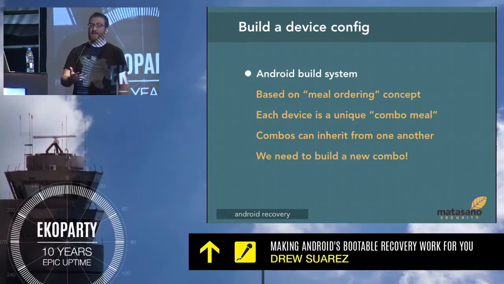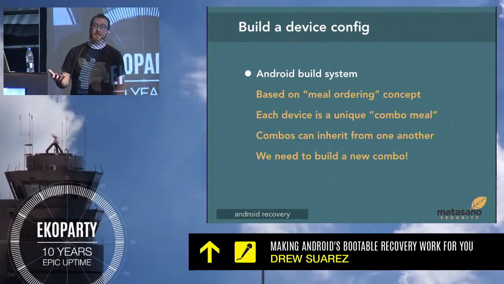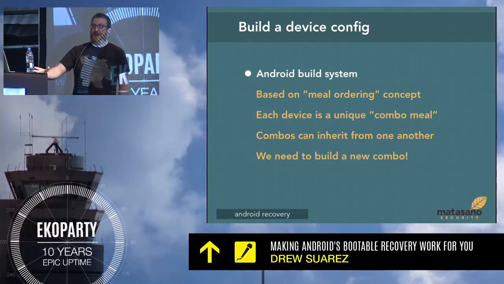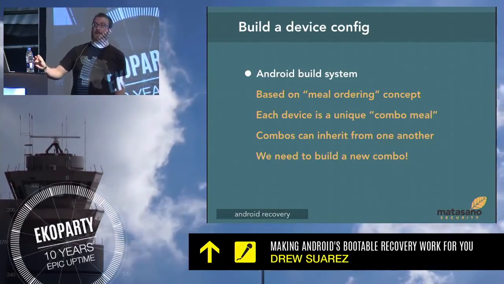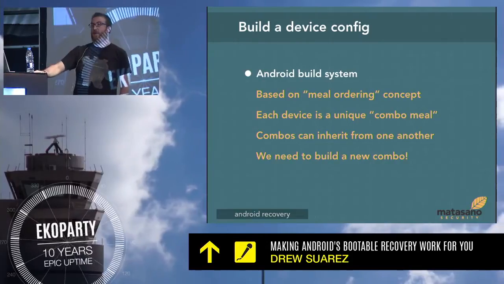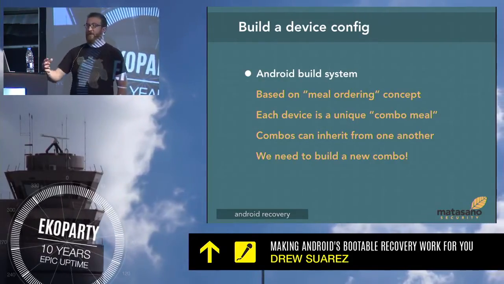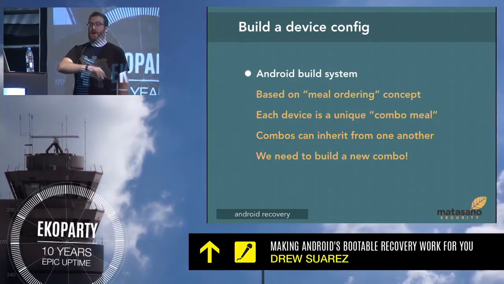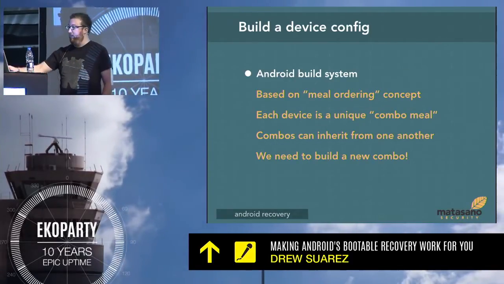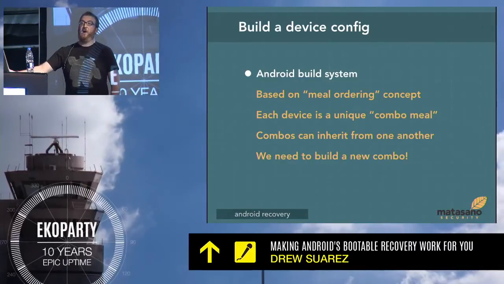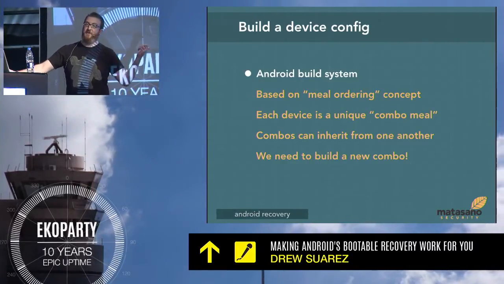And these combos can inherit from one another. So going back again to the Galaxy S3 example, there might be 10 variations of that, but we can share a common combo and then make our changes in separate sub-combos. So it's important to know that these can inherit from one another, and you might need to look elsewhere for necessary files. And what we're trying to do is build a new combo. We're adding your favorite sandwich to this menu now.